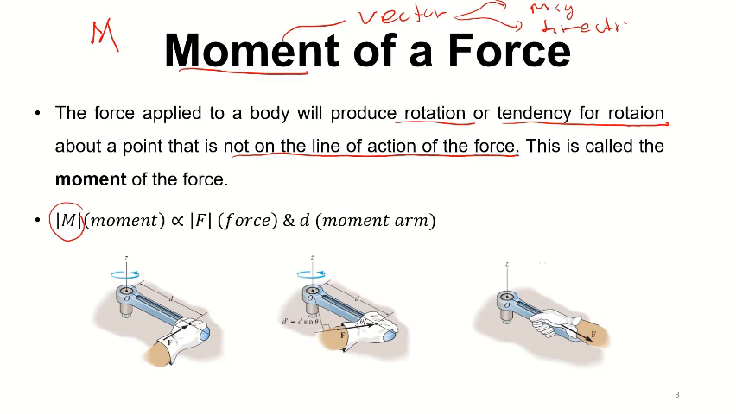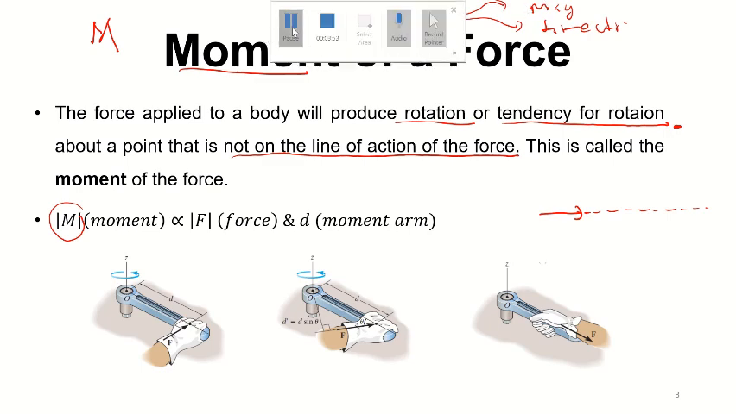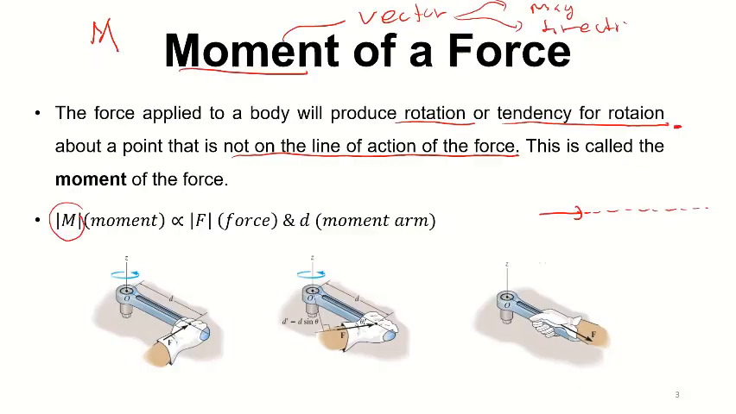We'll discuss the perpendicular distance later, right? Just to remember, d is the perpendicular distance from the axis of rotation to the line of action of the force, not to the force itself. Why do we use the line of action of the force? Because we know that force is a vector. So any vector, we can slide without affecting its effects, right? So if this is the axis of rotation and this is the force, we'll take the perpendicular distance to the line of action of the force, right?